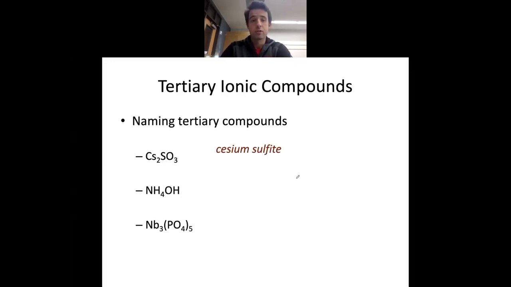Great. Here are the answers to those problems. Just kind of going from compound to name. Again, what I want you to notice here is notice where the parentheses are. These are all correctly written formulas. So in this case, we only have 1 OH and 1 SO3. But we have 5 PO4s here in the last problem, and PO4 is called phosphate.